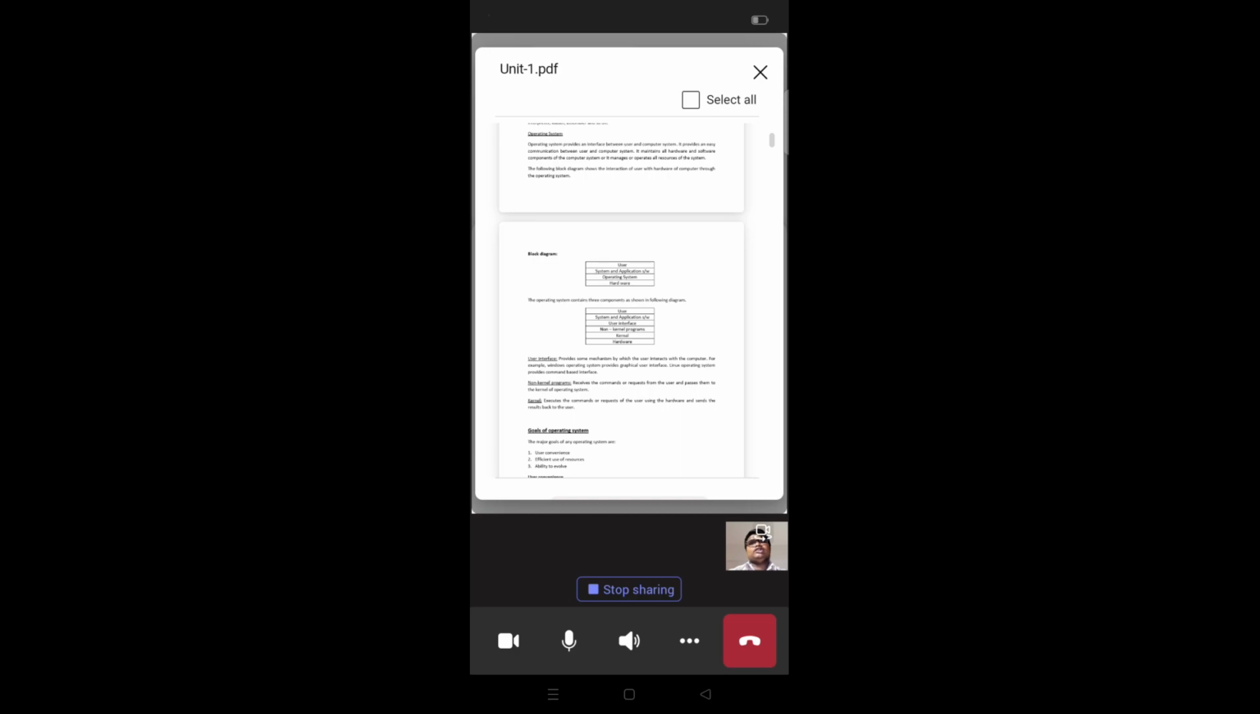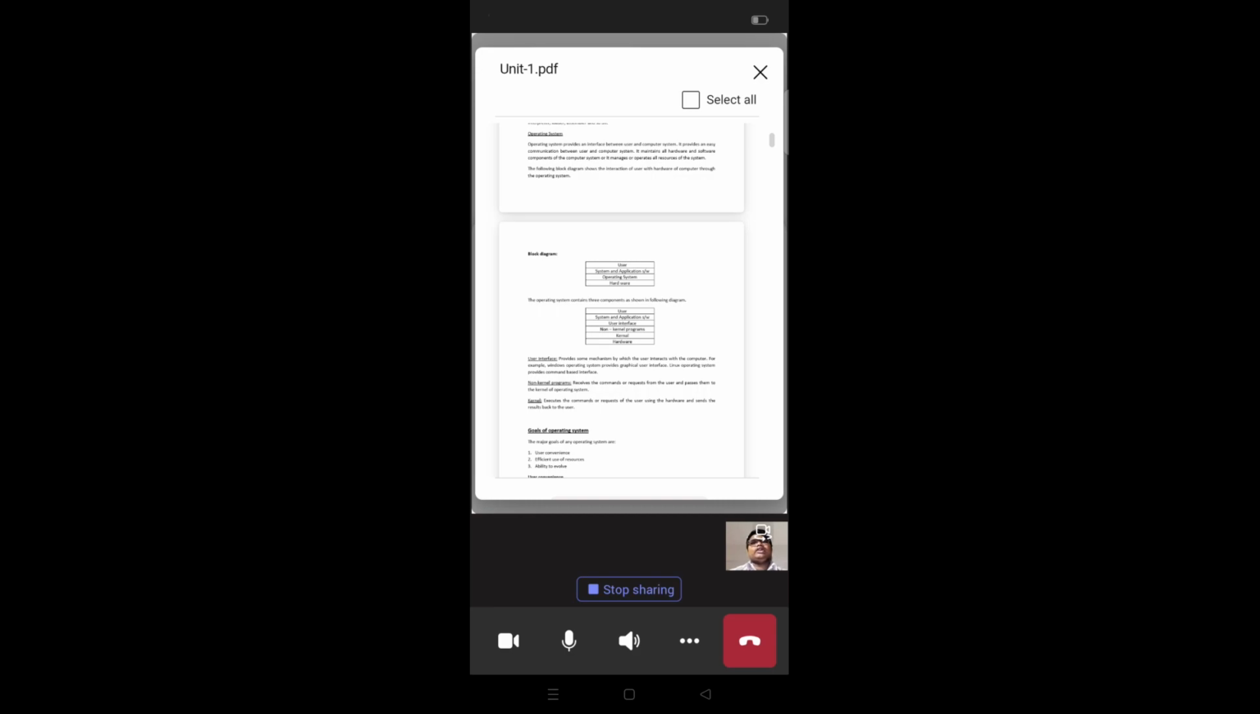In OS there are three interfaces. First one is user interface, next one is non-kernel program, third one is kernel. So let us discuss what is user interface. User interface provides some mechanism by which the user interacts with the computer. For example, Windows operating system provides graphical user interfaces, Linux operating system provides command-based interfaces.